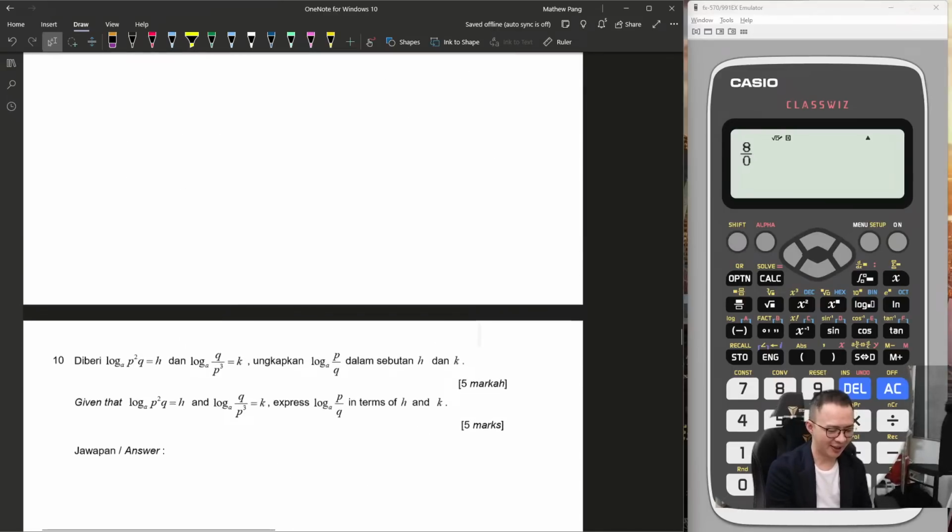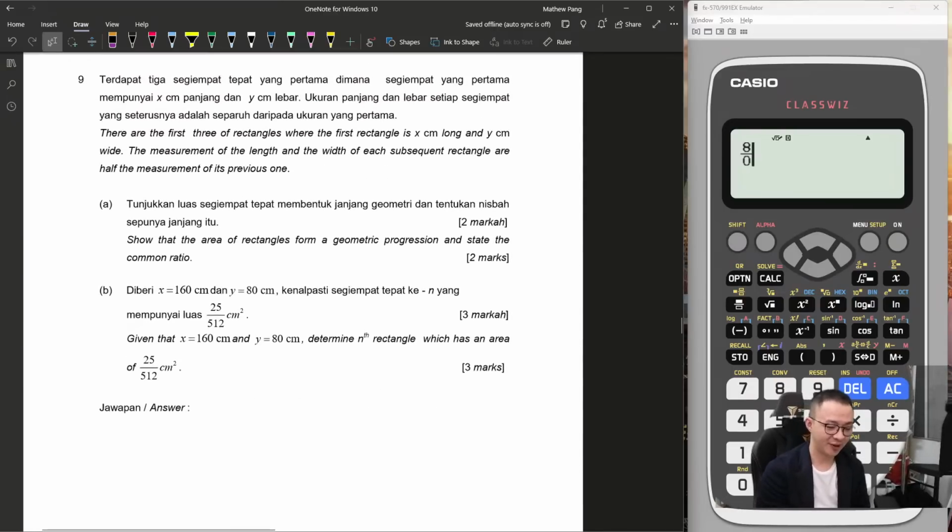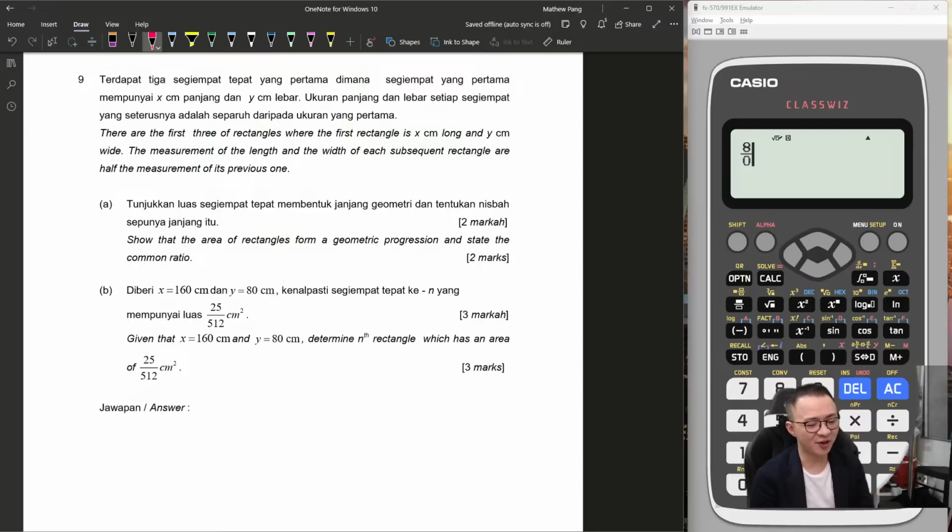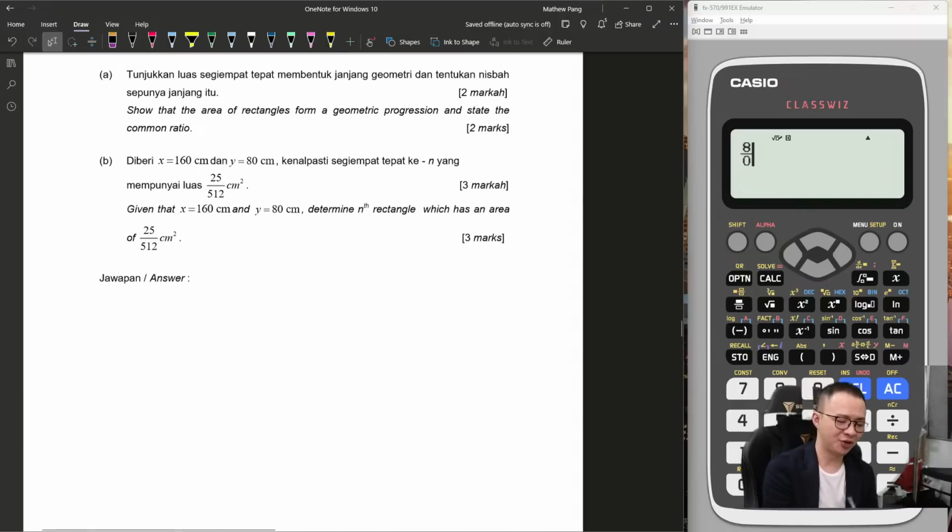After number 9, maybe we'll break for a while. Okay, so let's have a look at number 9 here. There are 3 rectangles, where the first rectangle is x centimeters long and y centimeters wide. The length and width of each subsequent rectangle are half the measurement of its previous one.